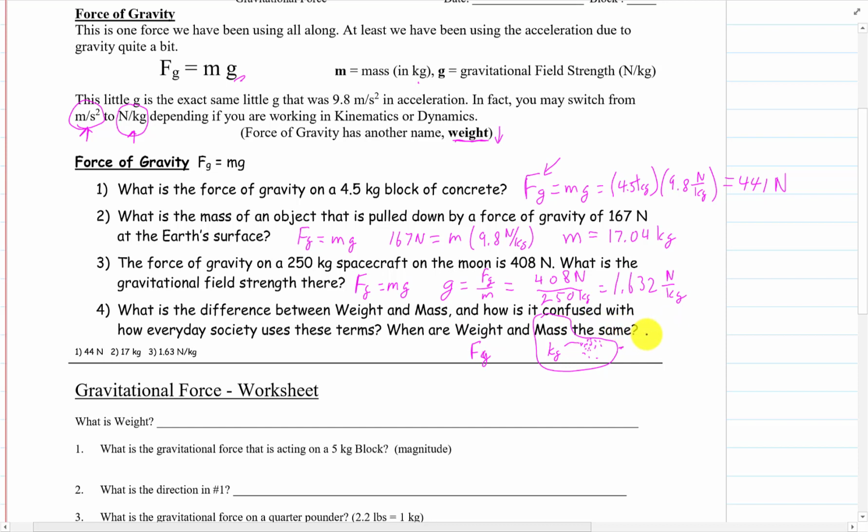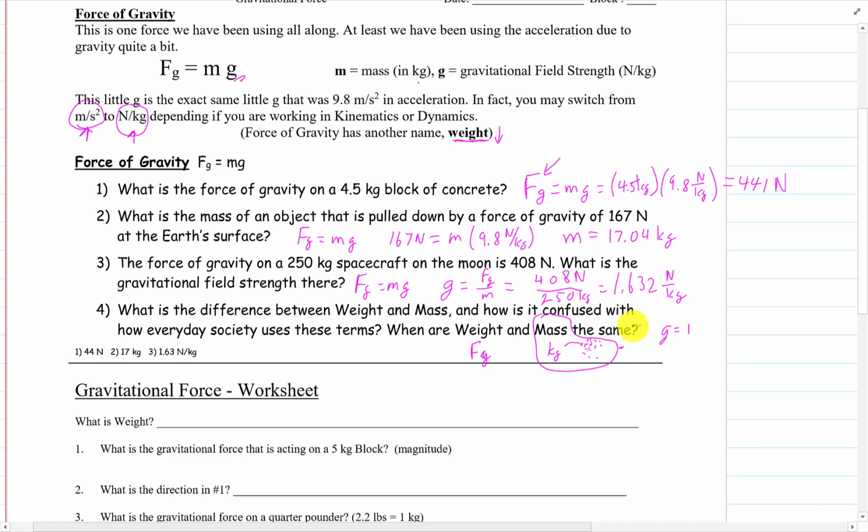So when are they the same? They aren't. Now, the numbers might be the same. If g was 1, then 10 kilograms would have a force of gravity of 10 newtons. But is 10 kilograms the same thing as 10 newtons? No.